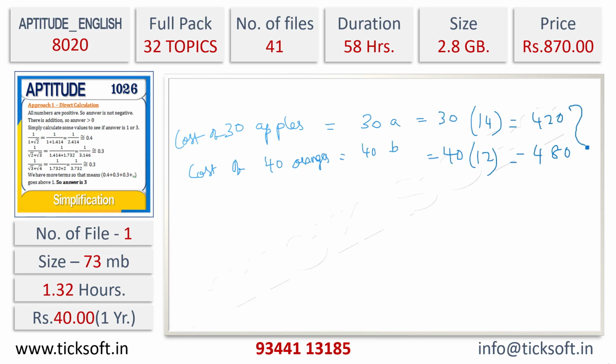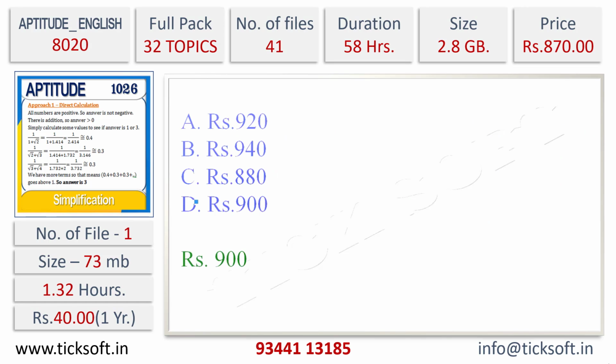Now we need the total cost of these two. So if we add these two values, then we get 900 as the required answer. So this is the required amount. So hence out of these four options, option D, rupees 900 is the total cost of 30 apples and 40 oranges.